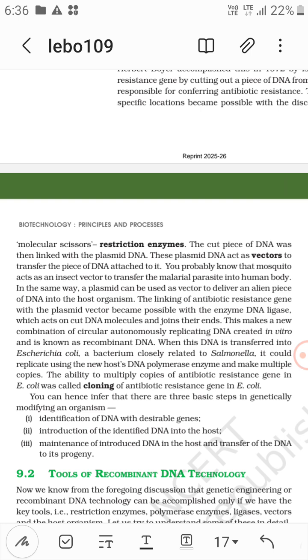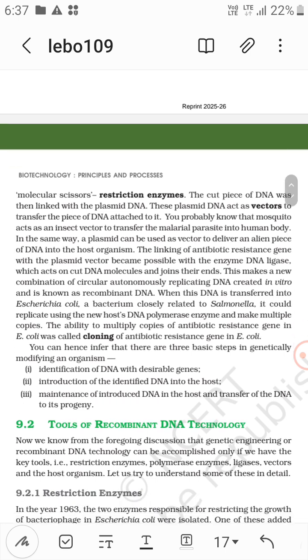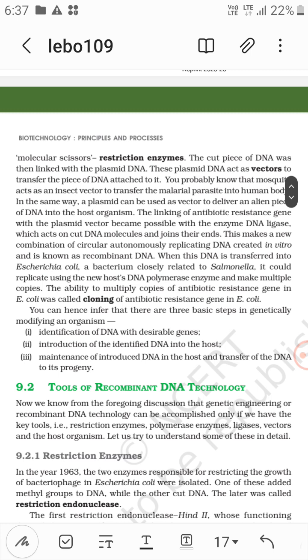The linking of the antibiotic resistance gene with the plasmid vector became possible with the enzyme DNA ligase, which acts on cut DNA molecules and joins their ends. This makes a new combination of circular autonomously replicating DNA created in vitro and is known as recombinant DNA. When this DNA is transferred into Escherichia coli, a bacterium closely related to Salmonella, it could replicate using the new host's DNA polymerase enzyme and make multiple copies. The ability to multiply copies of the antibiotic resistance gene in E. coli was called the cloning of the antibiotic resistance gene in E. coli.